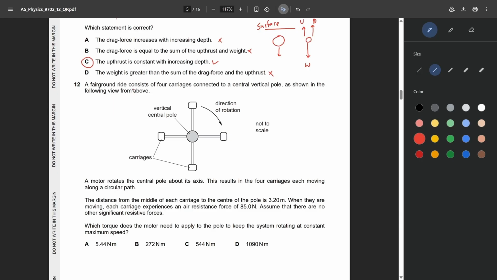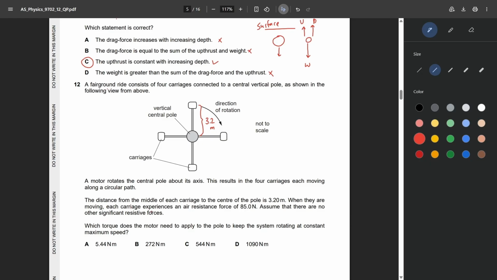A fairground ride consists of 4 carriages connected to a central vertical pole as shown in the following view from above. A motor rotates the central pole about its axis. This results in the 4 carriages each moving along a circular path. The distance from the middle of each carriage to the center of the pole is 3.2 meters. Okay, so this distance right here is 3.2 meters.